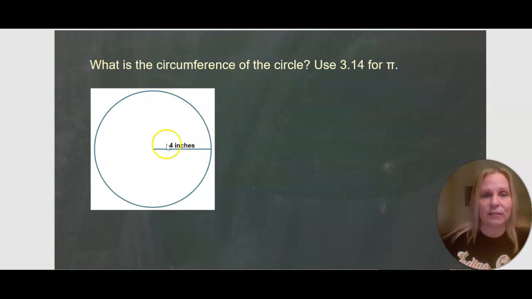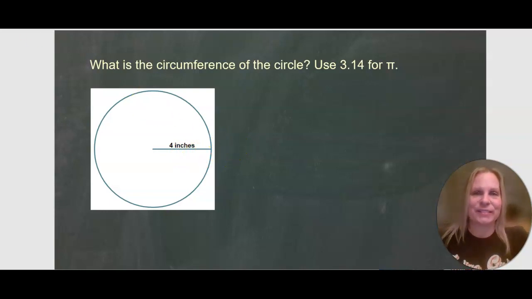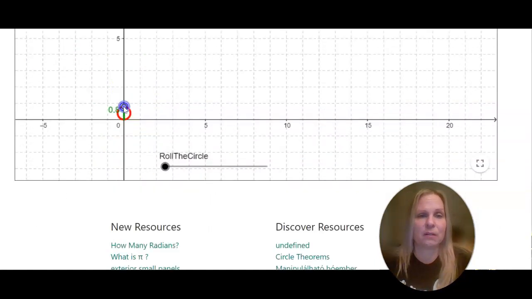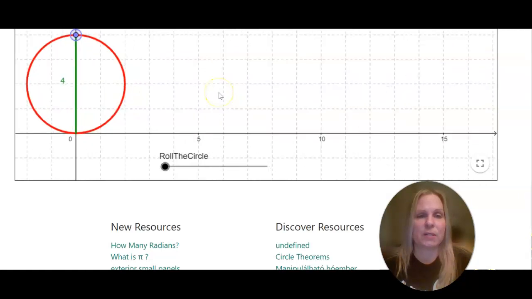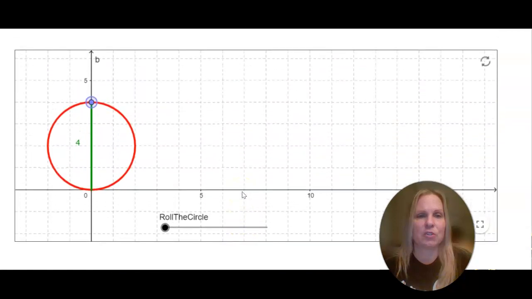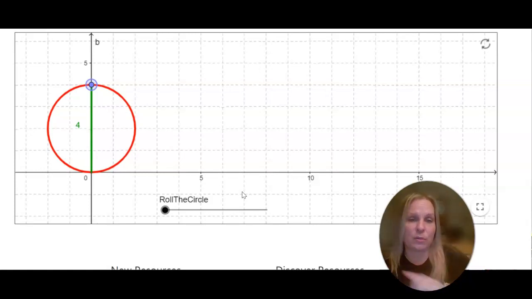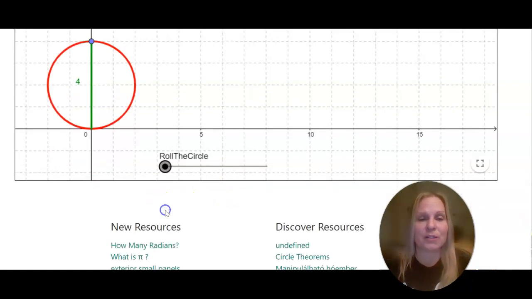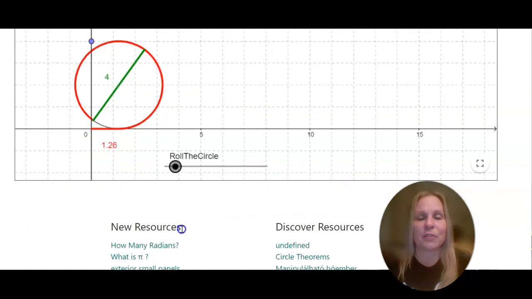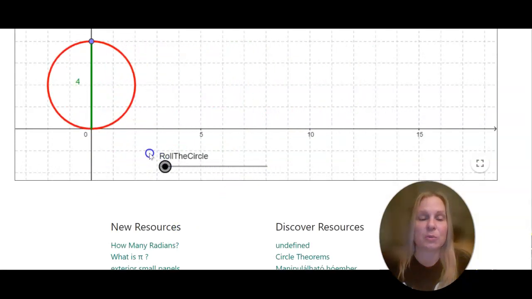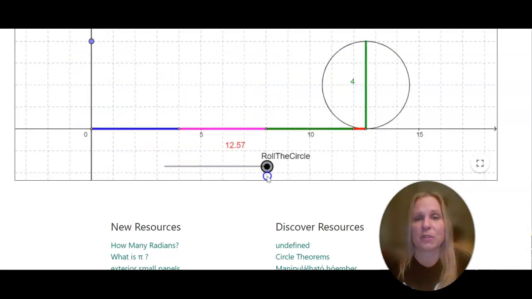So in this circle that I have down here, I actually have a better example. I have a circle and I can change the diameter if I want. So I'm going to leave the diameter at 4, so it's something that we can see easily. Okay, so now I'm going to unroll the circle. What I'm doing when I'm unrolling the circle is flattening out the circumference. So watch that again. I'm going to flatten out the circumference.